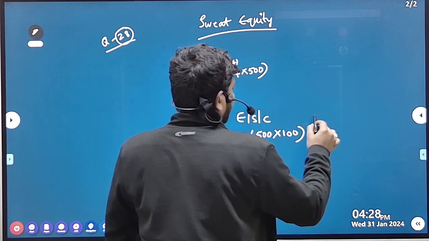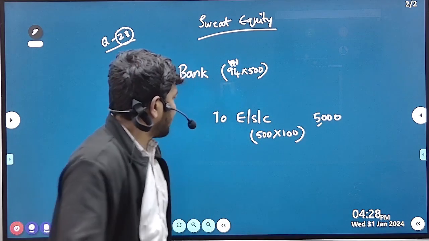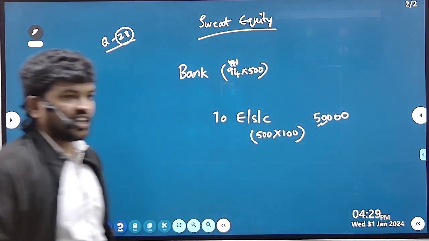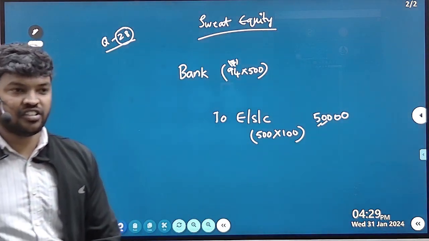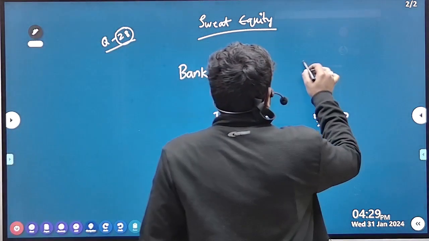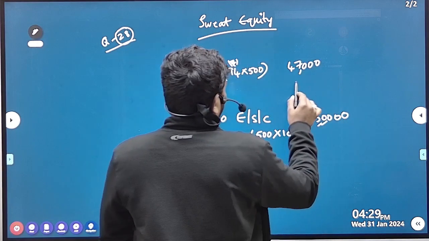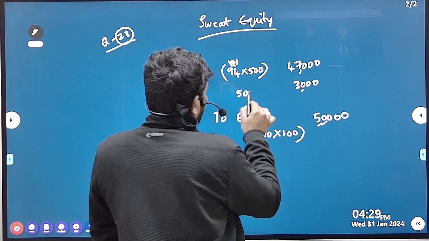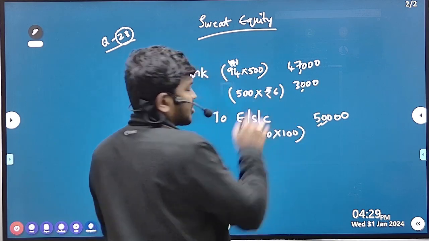How much is it? 50,000. Okay, 50,000. I am receiving in cash how much? 47,000. Sir, what is the balance 3,000? It is equal to 500 shares into 6 rupees. This is the discount, yes or no?